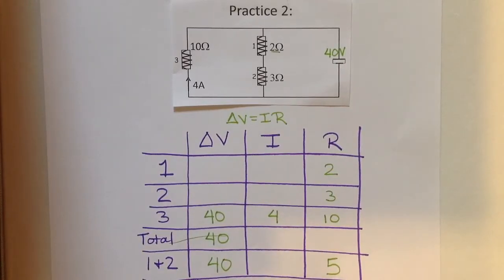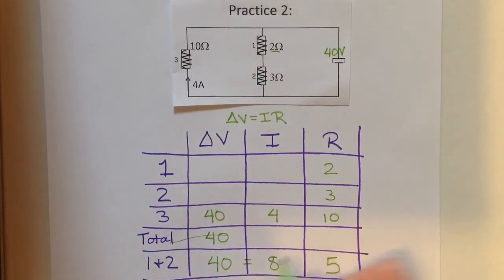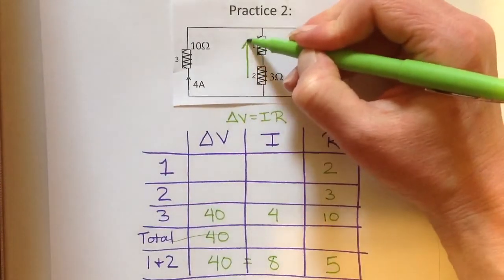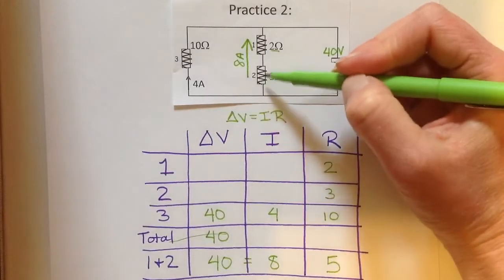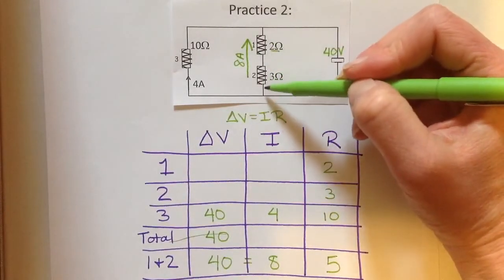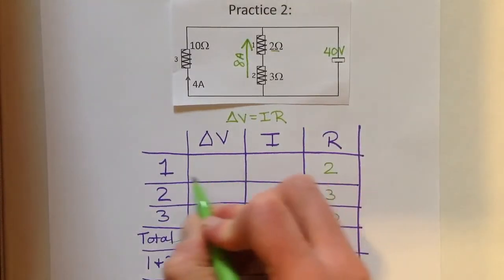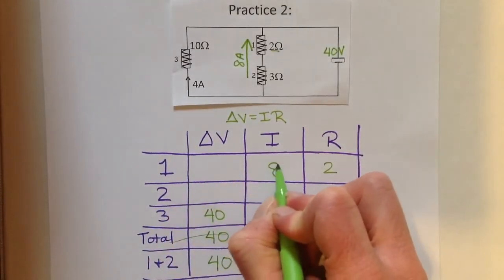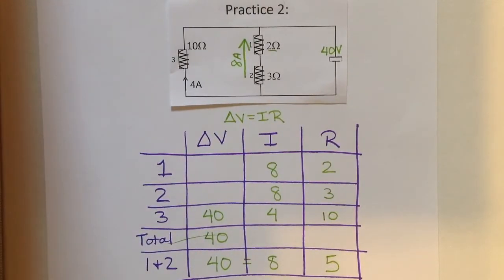All right, now we have this row, where we know 40 is equal to the current multiplied by 5, where that's our resistance. So we can divide. 40 divided by 5 is going to give me 8, and that tells me that the current through here is 8 amps. Okay, now, if we think about how current behaves in a circuit, if the current goes through one of these resistors, it's going to go through the other resistor, and so the current through resistor 1 and resistor 2 is going to be 8 for both of those, since they are both on that same branch of the circuit.